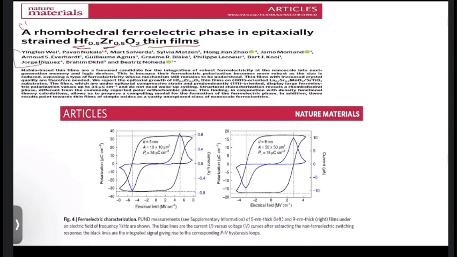So many authors are involved in this work. So what does it say? Hafnia-based thin films are a favored candidate for the integration of robust ferroelectricity at the nanoscale. What they are basically saying is that this ferroelectric material is a potential nano-ferroelectric material for next generation memory and logic devices. They are saying that it can be used in data storage and logic circuits.